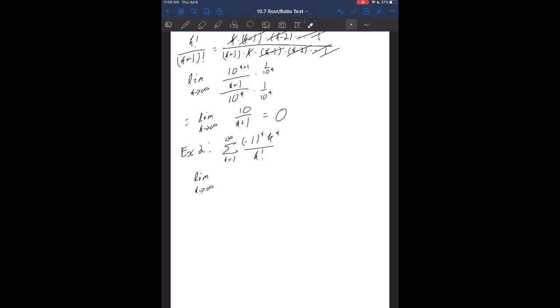So we're looking at the limit as k goes to infinity of the absolute value. What the absolute value will do in this case is get rid of this negative 1 to the k term right here. So we have (k plus 1) to the k plus 1 over (k plus 1) factorial, divided by k to the k all over k factorial.